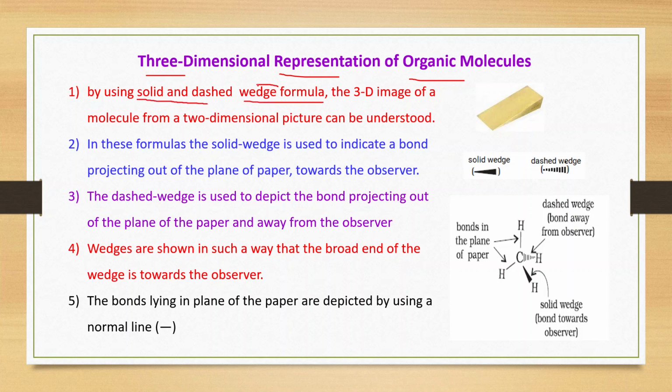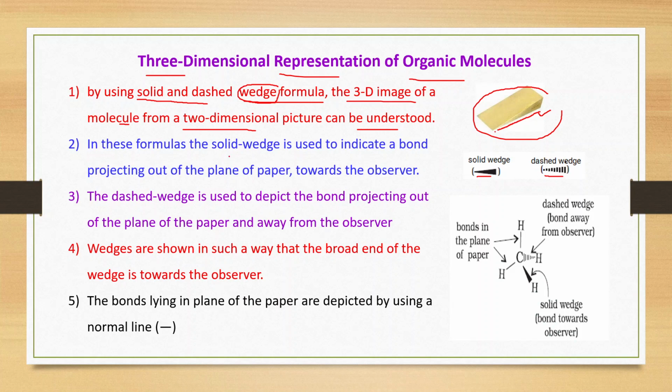Now what is this wedge? This wedge is a structure like this. At one end it is thin, and continuously as we go to the other end, its thickness increases. Okay, this is a wedge. The 3D image of a molecule from a 2-dimensional picture can be understood by using solid and dashed wedges. Now what is the solid wedge? This is the solid wedge and this is the dashed wedge.